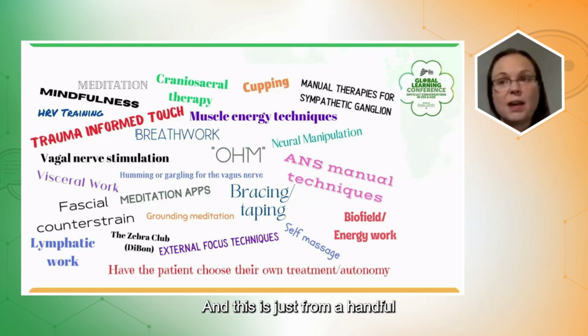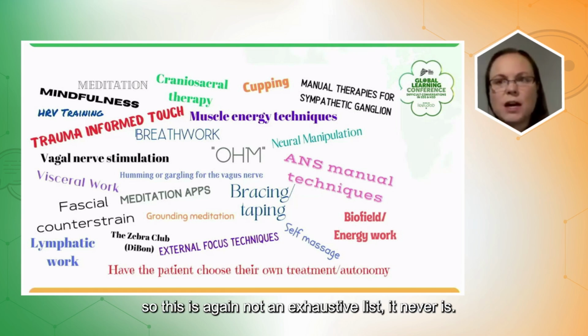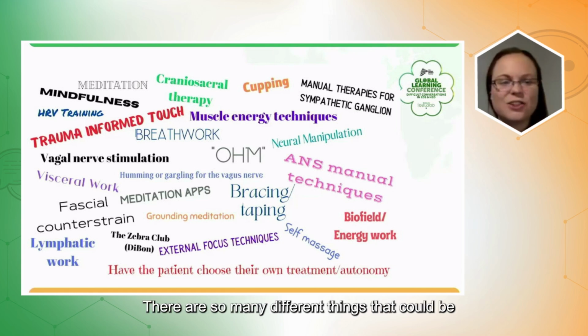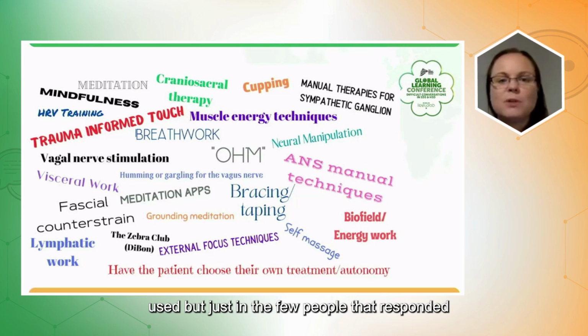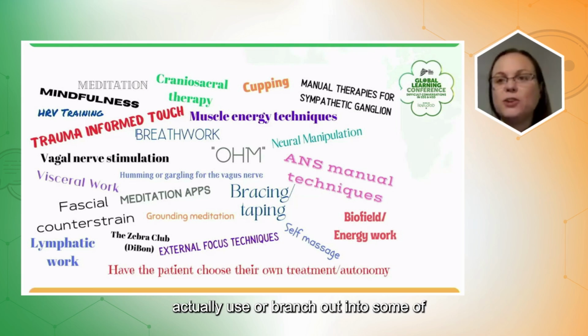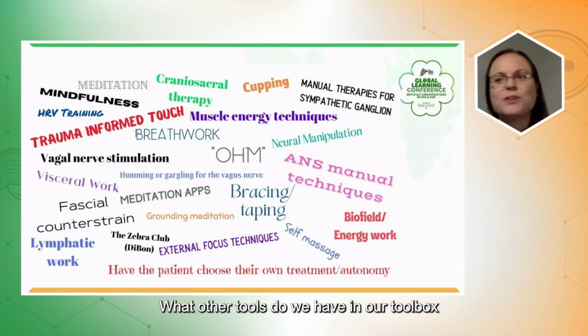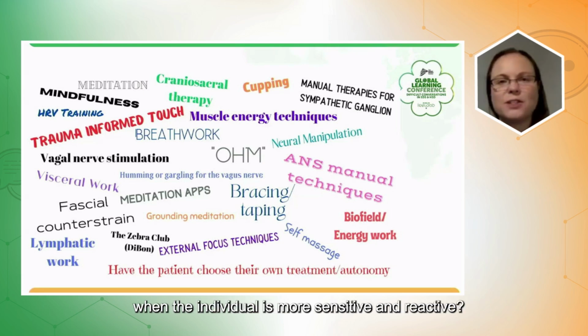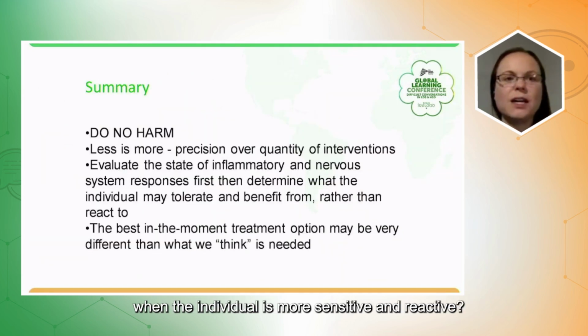And this is just from a handful of our therapists that are out there. So this is, again, not an exhaustive list. It never is. There are so many different things that could be used, but just in the few people that responded, they came up with all of this. So we have so many different types of strategies out there. We need to start making sure that we actually use or branch out into some of these techniques, think a little bit differently. What other tools do we have in our toolbox when the individual is more sensitive and reactive?